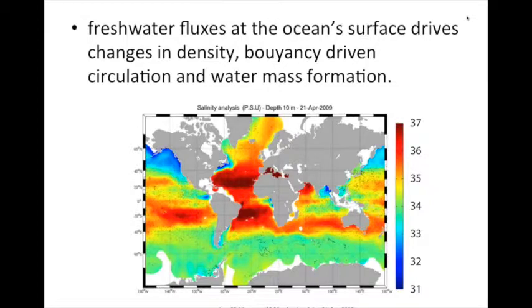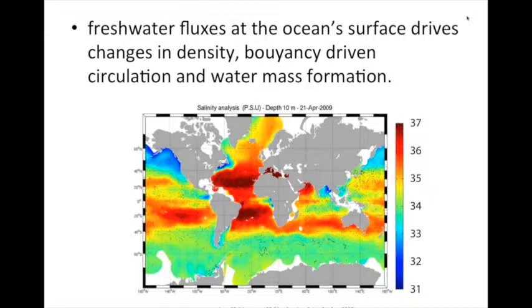Right, so why do we care about the freshwater fluxes? Well, one of the reasons that I care about it, and spent quite a long time working on this, is that the freshwater fluxes drive salinity changes and buoyancy changes at the ocean surface. These drive buoyancy-driven circulation, and ultimately this leads to water mass formation.